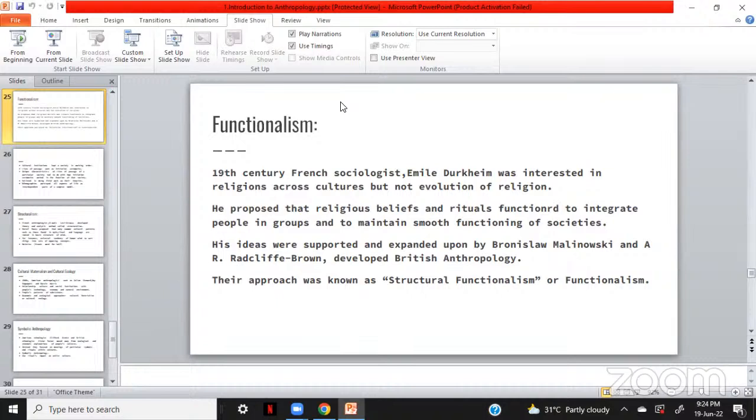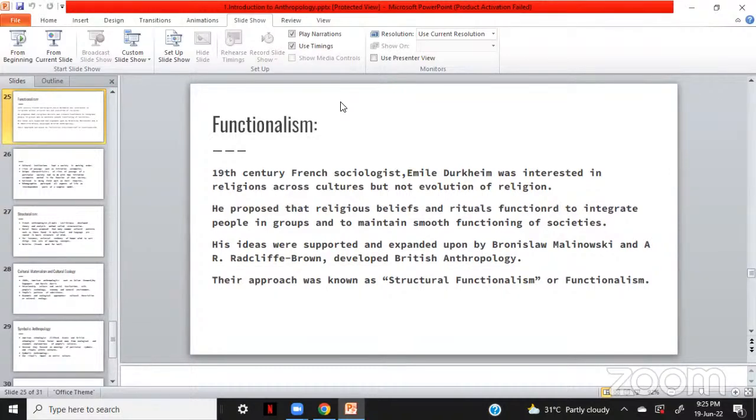His ideas were supported and expanded by Bronislaw Malinowski and A.R. Radcliffe-Brown, who developed British anthropology. Their approach was known as structural functionalism or functionalism. Now we'll go into the detail of what structural functionalism, or functionalism to be specific, is. It shouldn't be confused with structuralism, so we'll just call it functionalism, okay?